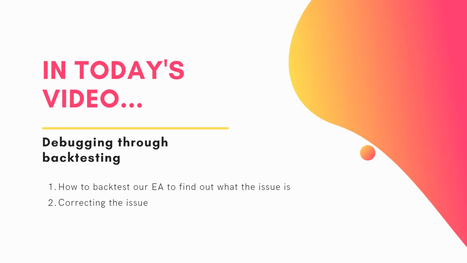So we're going to look at how we backtest an EA. I'll go through a few steps that you need to do if you've never done that before. Then we're going to look at correcting the issues that were deliberately left in the code from last time that meant we had a lot of orders opened very quickly in succession and not closed. So we're going to solve that problem.